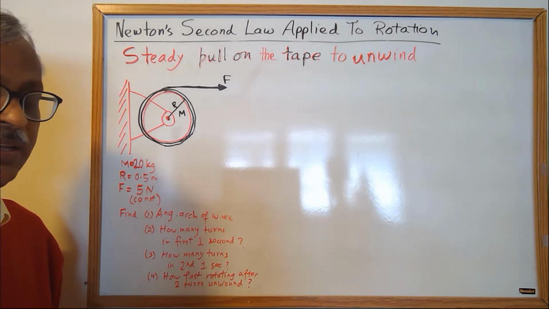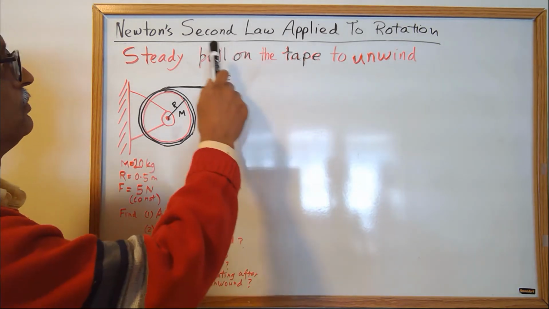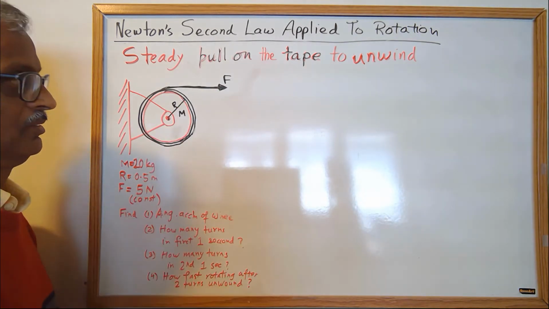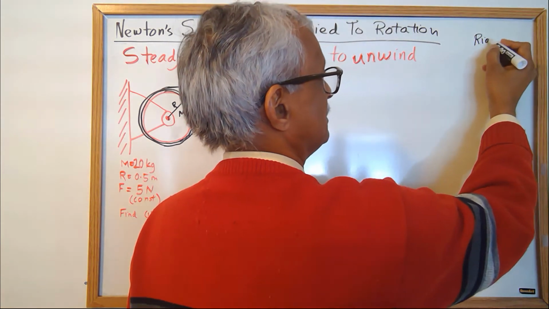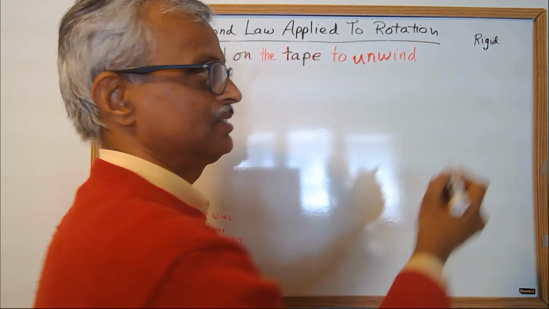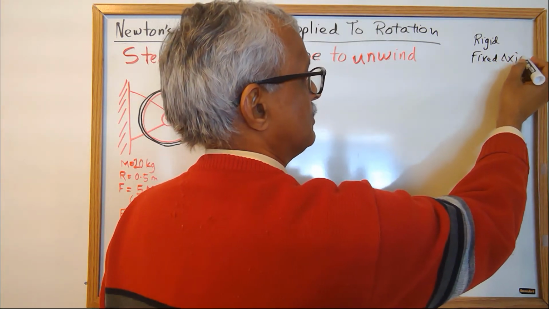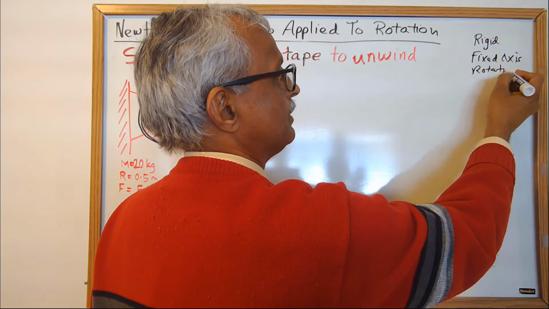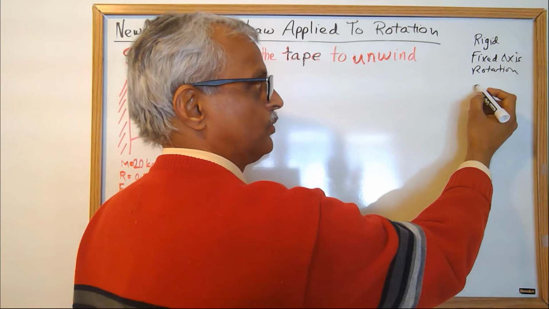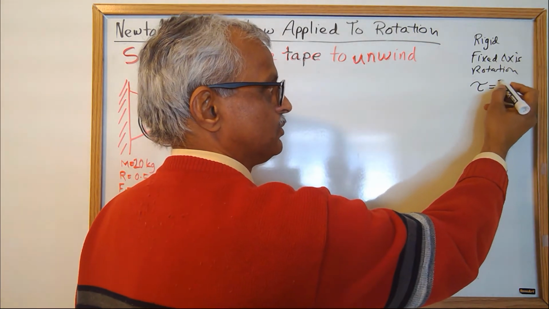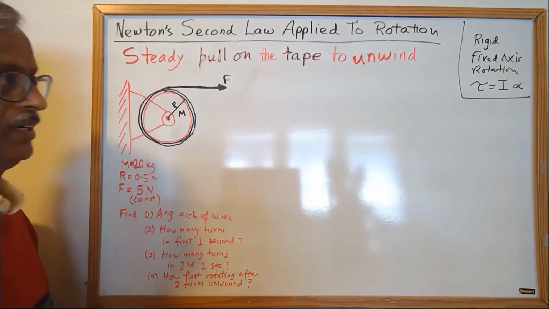Hello, we want to now look at an example of Newton's second law applied to rotation. If you remember, for rigid bodies with fixed axis rotation, we have a law which is torque equals I times alpha. So that's what we want to apply.